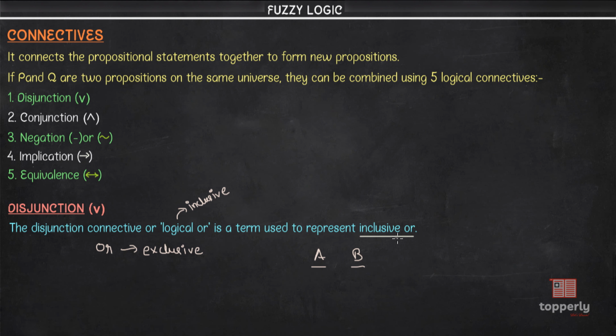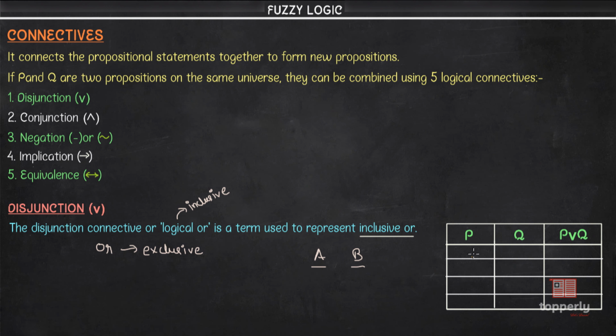So let's take a look at the truth table for disjunction. Here we have two propositions P and Q, joined by the disjunction connective. First, we'll put the values of P as true, true, false and false, and for Q we'll put true, false, true and false. So what we're doing is testing various combinations and checking the value of the final statement. Initially, P is true and Q is true.